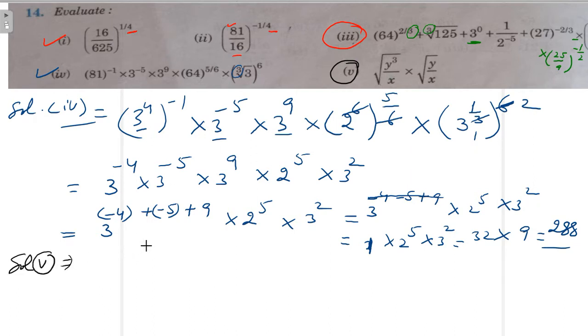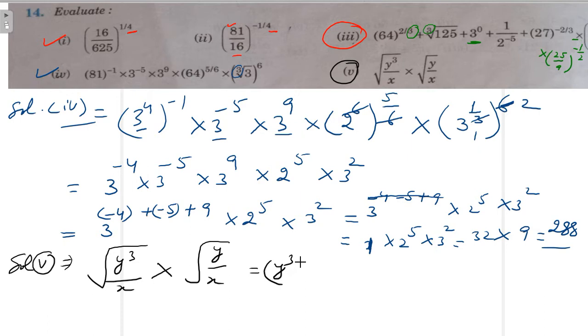Solution 5 is written like this: y raised to power 3 upon x multiplied by y upon x, right? So we can write y raised to power 3 as y raised to power 3 upon 2, and this is also upon root x, so root x can be written as x raised to power 1 upon 2, and y can also be written as y raised to power 1 upon 2, root is also over x, so x raised to power 1 upon 2.